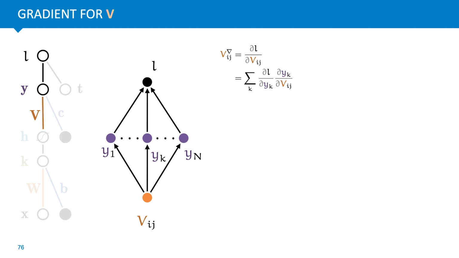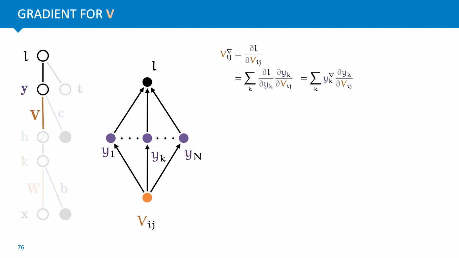Now we can fill in what we already know, and the first thing to note is that this first factor, the derivative of L with respect to yk, we've already computed in the last slide. So we don't need to do that again. We can just assume that we've computed this, and we are simply referring to this as the kth element of this y nabla vector that we computed in the last slide. That's given. All that we need to do now is work out what this factor should look like.